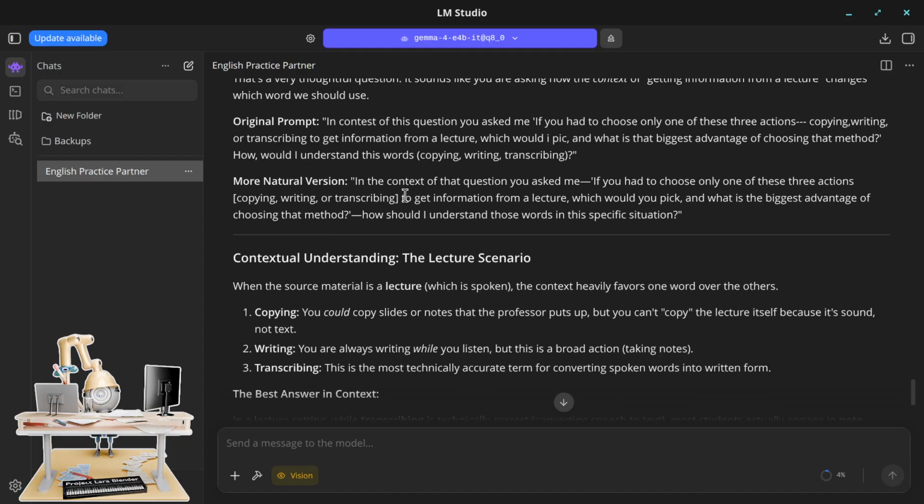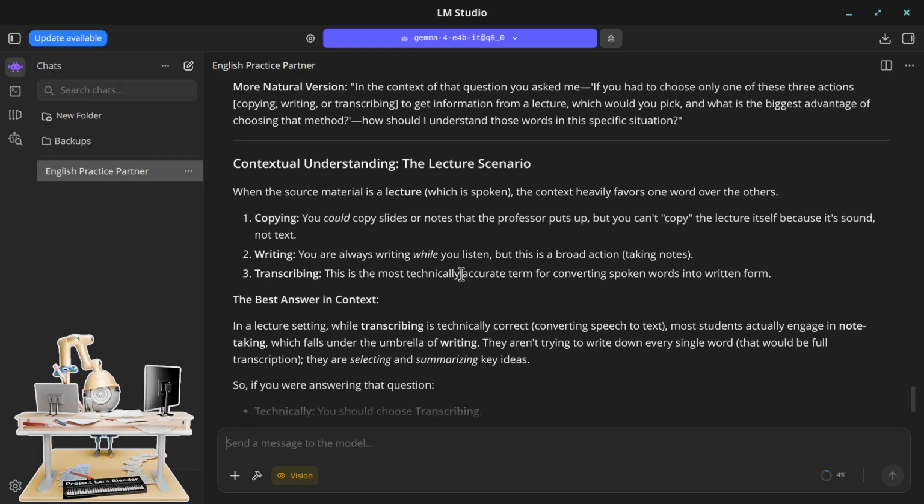More natural, let's see. In this context of that question you asked me, if you had to choose only one of these three actions, copying, writing, or transcribing, to get information from a lecture, which would you pick, and what is the biggest advantage of choosing that method? How should I understand those words in this specific situation? Context, understanding the lecture scenario.